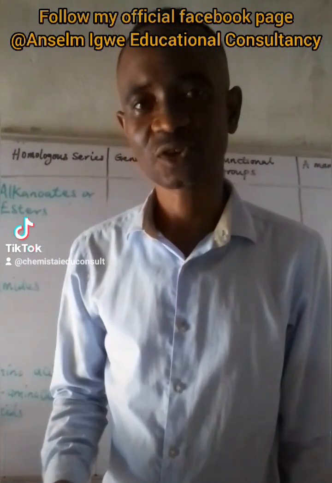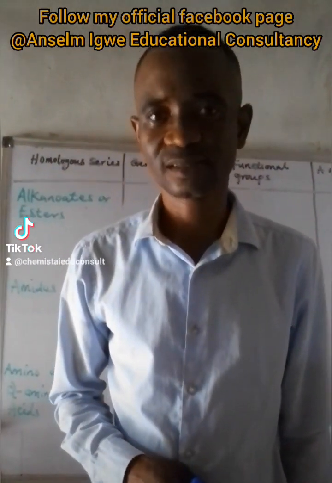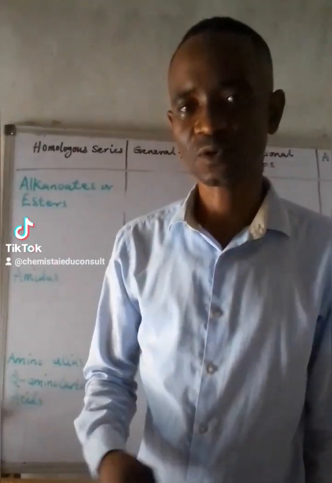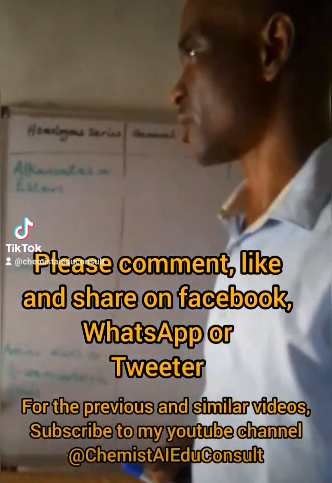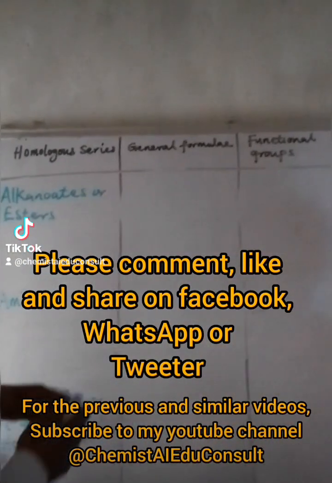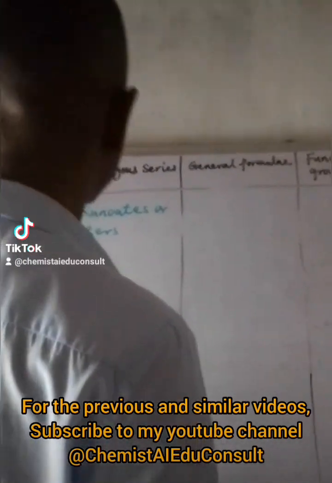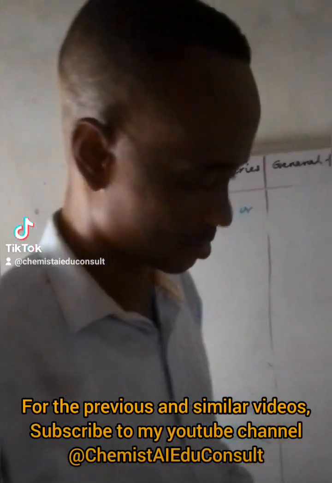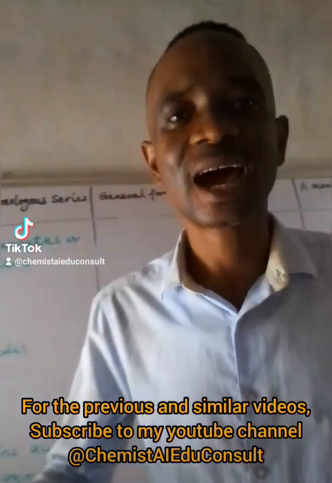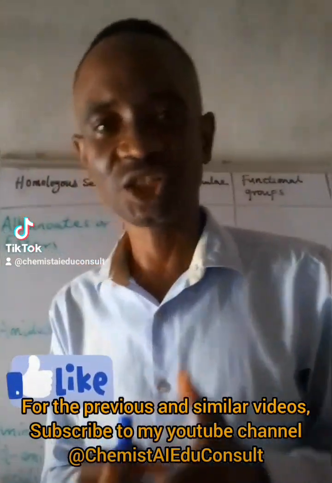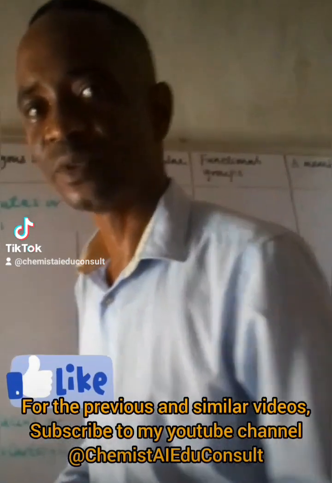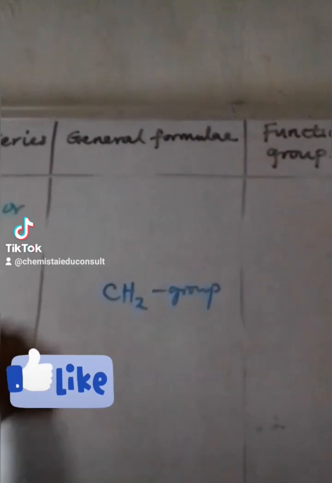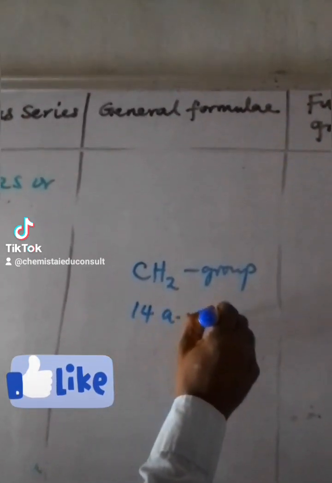Last time we were discussing a topic, homologous series, the functional groups, the general formula, and a typical member. We discussed over 4 homologous series last time. But I want to remind us what homologous series means. A homologous series is a family of organic compounds whose members have regular structural patterns in which each successive member differs from the other by a CH2 group and the 14 atomic mass unit.